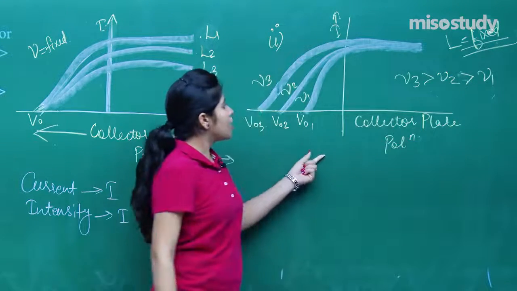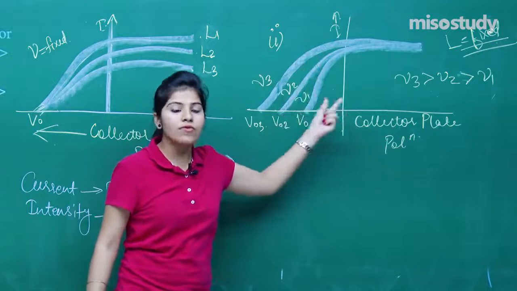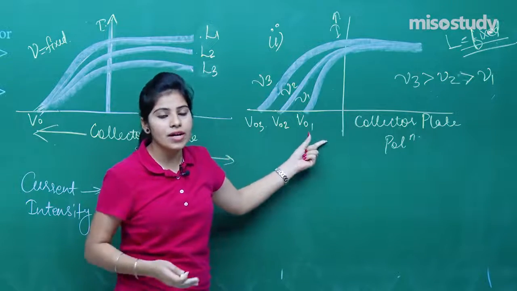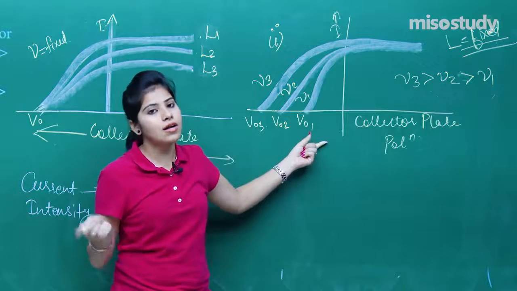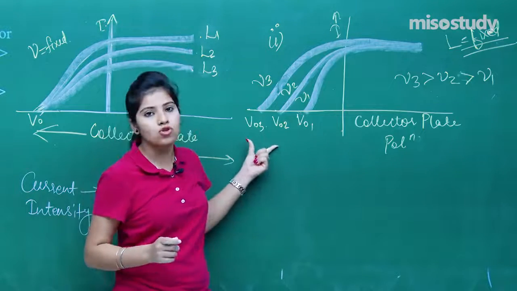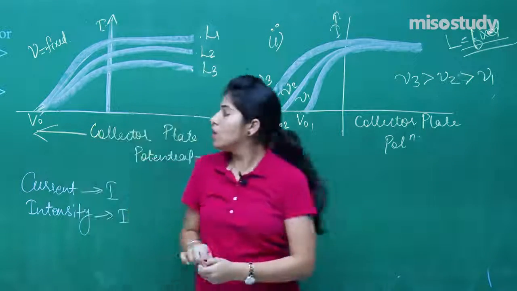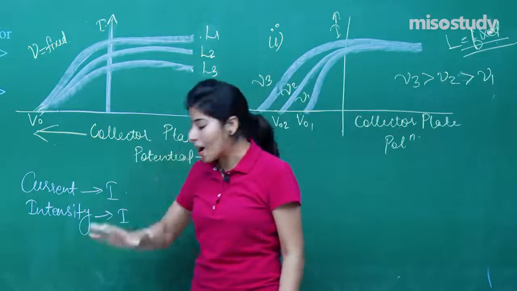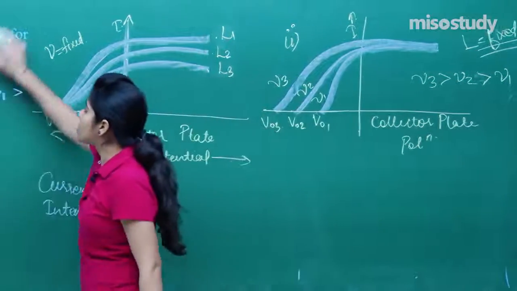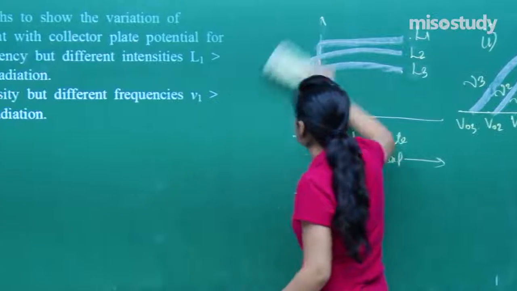So that means if you have different frequencies, that means different energies, and since different energies are there, you have to apply different stopping potentials. Okay, so you have to learn these graphs by heart. Now let's move to the next question, that will be the last question of the session.